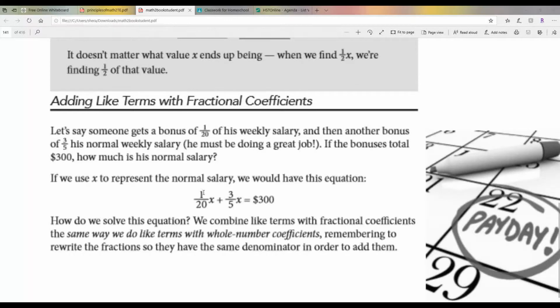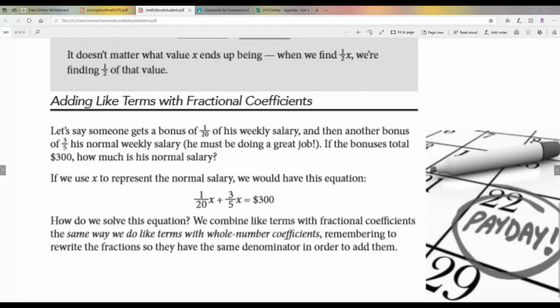Now, let's say someone gets a bonus of 1/20th of his weekly salary. Then another bonus of 3/5 of his normal weekly salary. He must be doing a good job. If the bonuses total $300, how much is his normal salary? So if we use x to represent the normal salary, we would have this equation. 1/20th of his normal salary plus 3/5 of his normal salary equals how much he got.